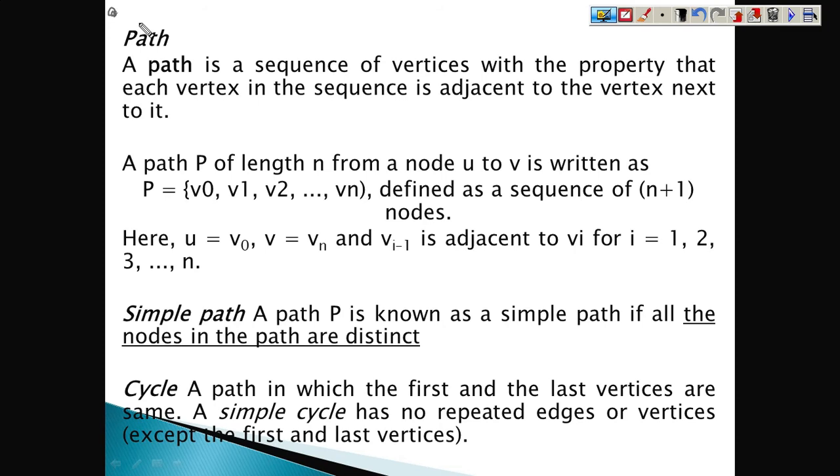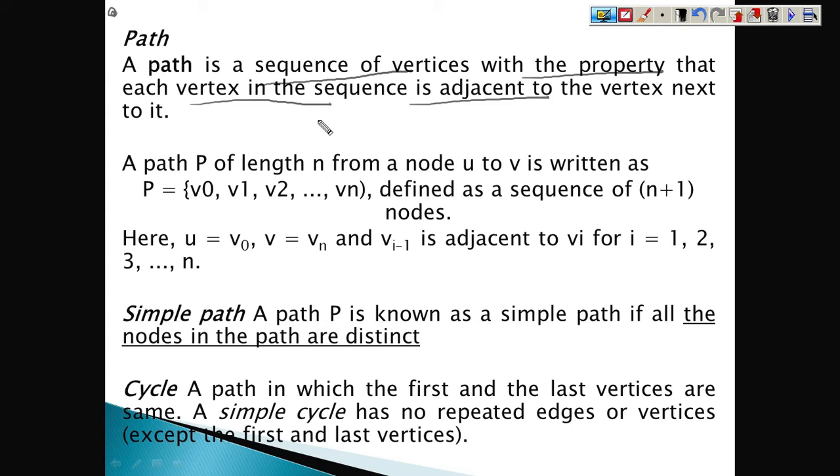So the very first thing to understand is the path, that is, what is a path in the graph. So path is basically a sequence of vertices that can allow us to reach from one vertex to another. Or formally, the path is defined as a sequence of vertices with the property that each vertex in the sequence is adjacent to the vertex next to it. So path basically provides a route to move from one vertex to another vertex in such a way that we go through a sequence of vertices so that each adjacent vertex is actually the neighbor of the other vertex. What does it mean?